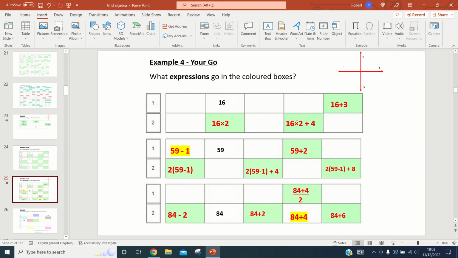This is completely wrong, isn't it? Is it? Oh no, okay. If you're doing 16 times 2 plus 4, or it would be 16 plus 2 brackets 2, 16 plus 2. We'll talk about that later, of course.